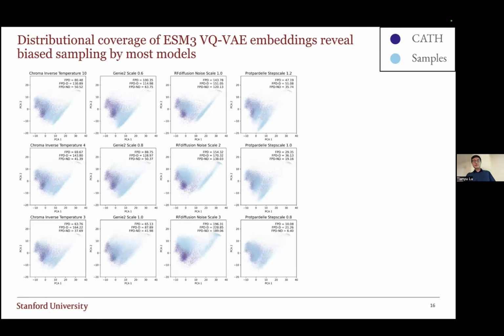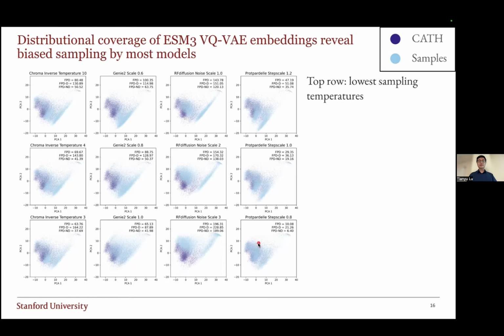Okay, so we're going to just walk through a lot of figures, so I apologize for that. But essentially, you can just look at the clouds and see if there's more overlap or less overlap. So the color scheme is a little different. The darker dots are the reference distribution, and the lighter dots are your samples. Each of the columns is Chroma, Genie2, RFdiffusion, and Proteina. The Multiflow results will be left till the end.